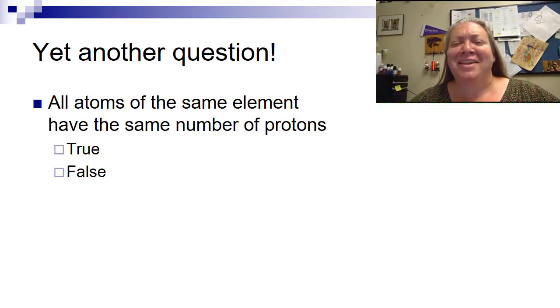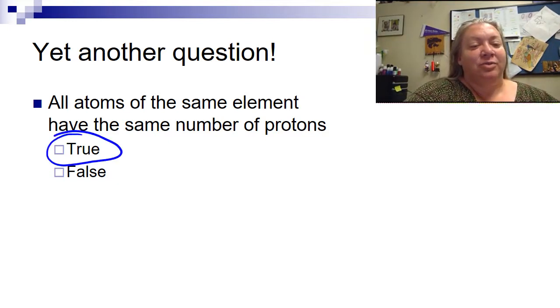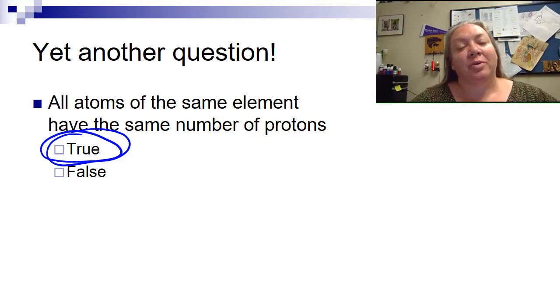All right, yet another question for you. True or false? All atoms of the same element have the same number of protons. Again, true or false? Answer, that is going to be true. The number of protons determines what element you're looking at. The number of neutrons may change. That mass number may be different. Good job.